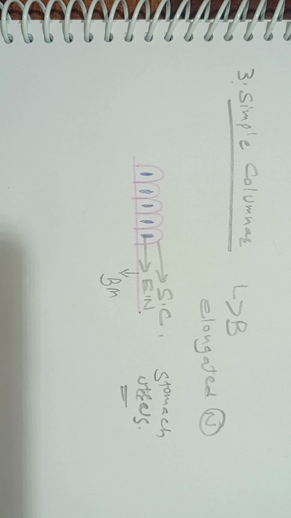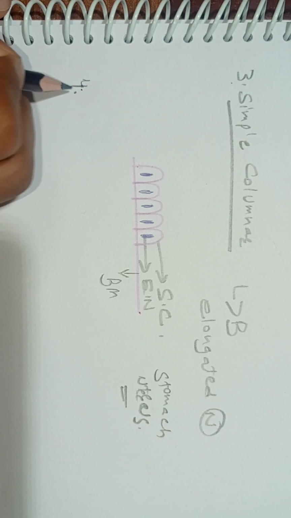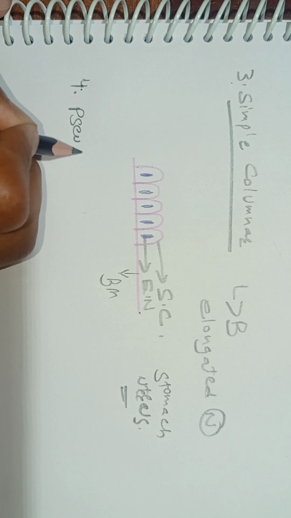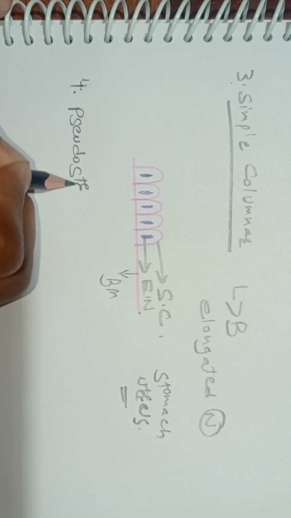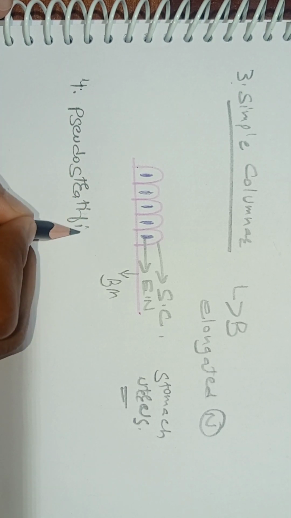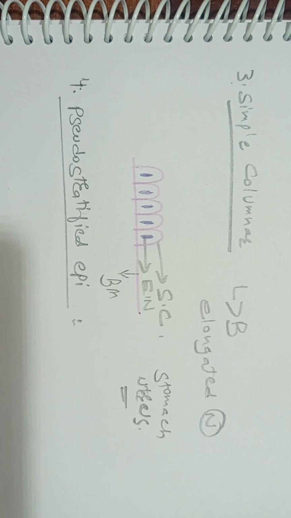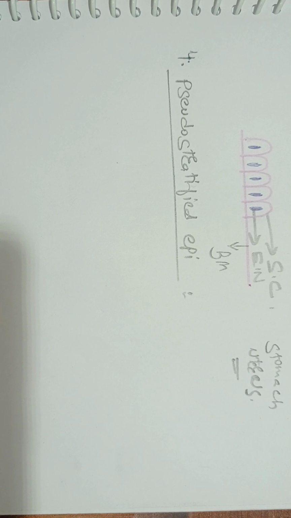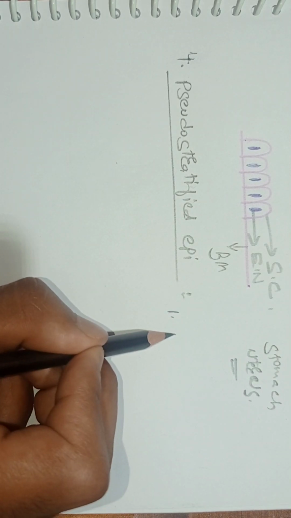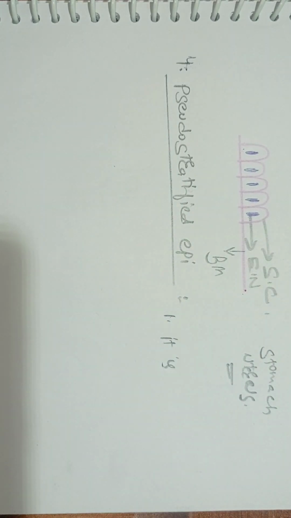Now we have the last type of simple epithelium, called pseudostratified epithelium. What is pseudostratified epithelium? There are two points about it. The first point is that it is a single layer. That's why it is a simple epithelium.